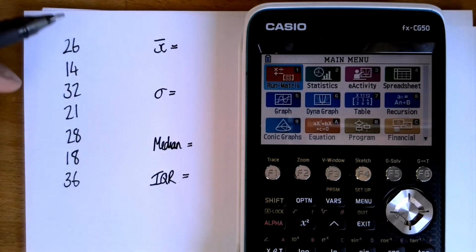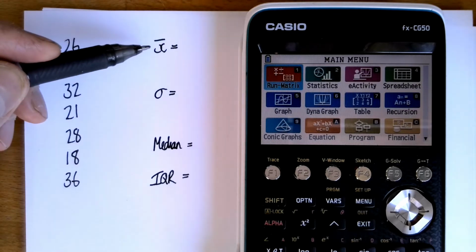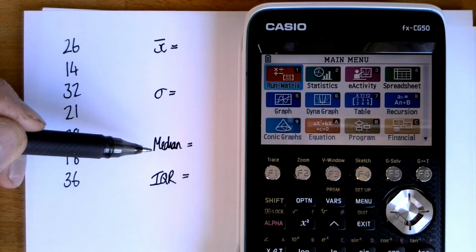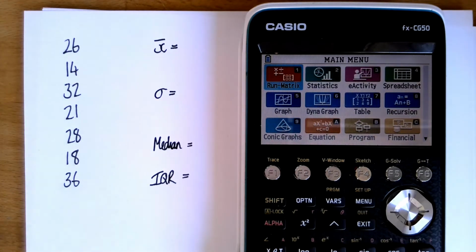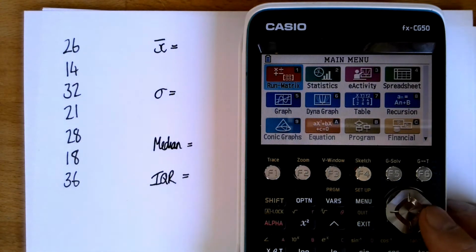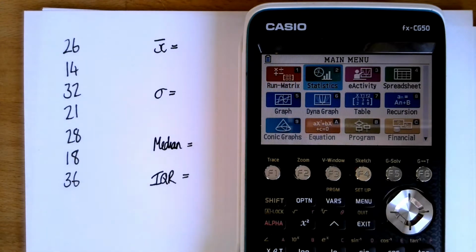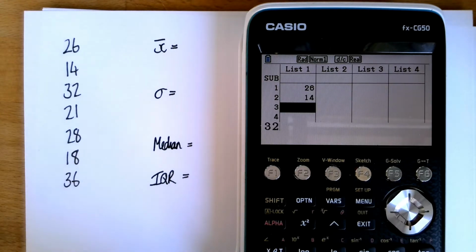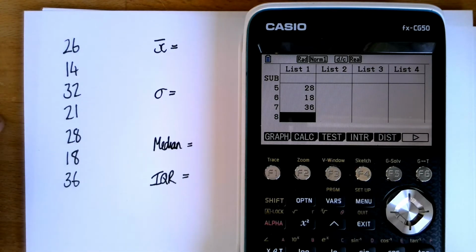Right, so here's a list of numbers. I'm going to use my calculator to calculate the mean and standard deviation, and I'm also going to use it to calculate the median and the interquartile range. So let's go into statistics mode, and I'm just going to enter those values in. There are only 7 of them, so it won't take me a second. I'm also going to model how I would set this out if I was answering this question in an exam. So there we go, I've entered the values.